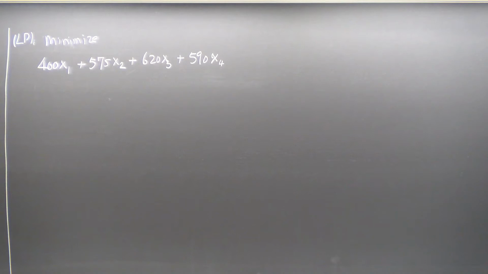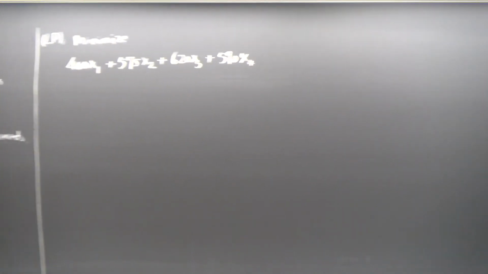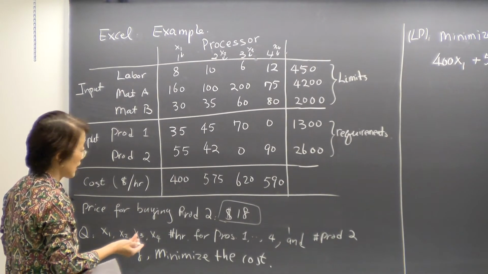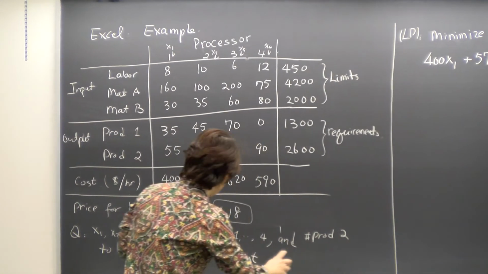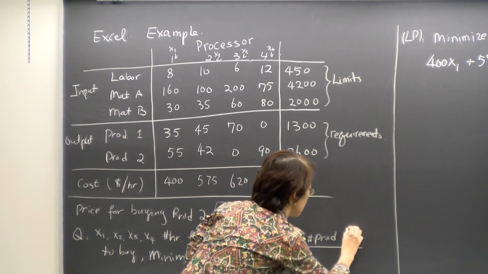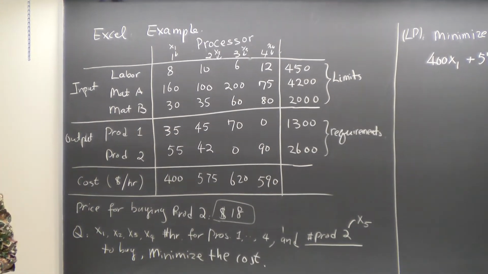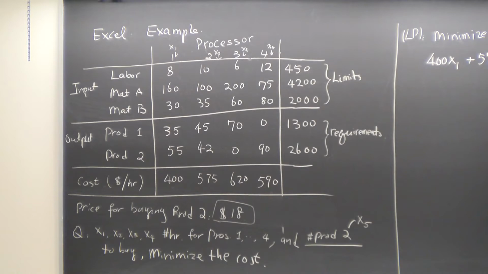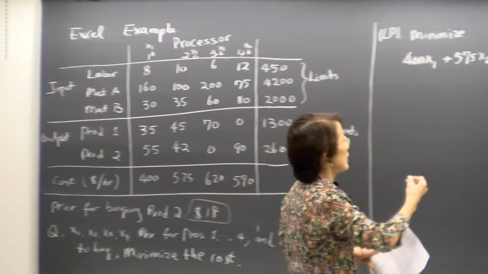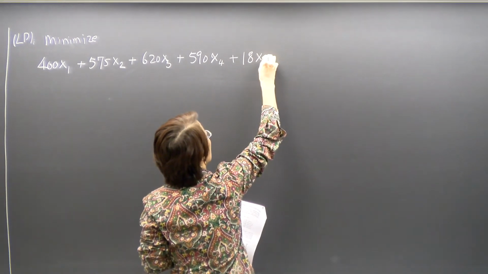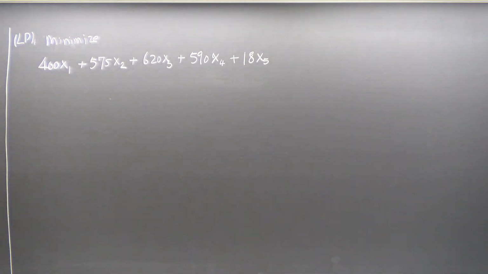And then there is an additional price because I have the option of buying product 2 already made, and let's say the number of product to buy, this one here, I call it another variable, x5, will be the number of units of product 2 that I buy. Is that okay? So that comes with the price, right? So each one costs $18, and I buy so many of them. Is that clear? That's the cost, how I got it?